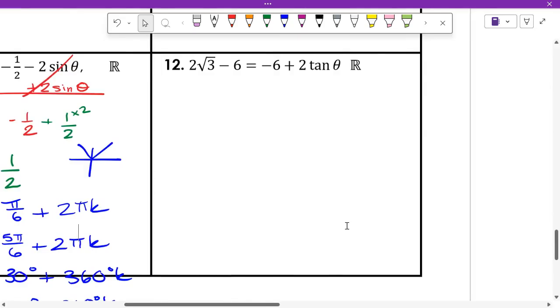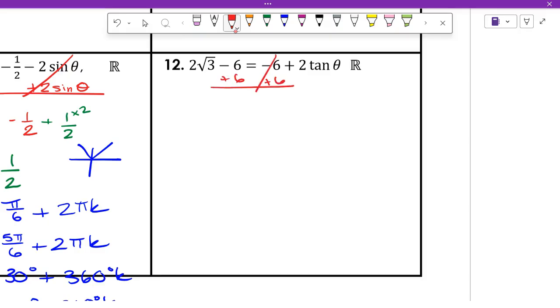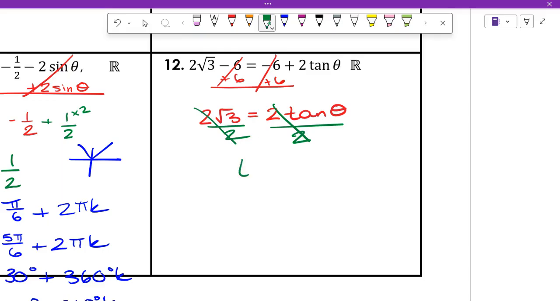All right, last one right here. I just have a trig function over here, so I've just got to add 6 to both sides. Gets rid of that. And at least maybe 2 root 3 is equal to 2 times the tangent of theta. And then I would just divide by 2. And it cancels out on both sides. And that gets me that tangent of theta is equal to the square root of 3.